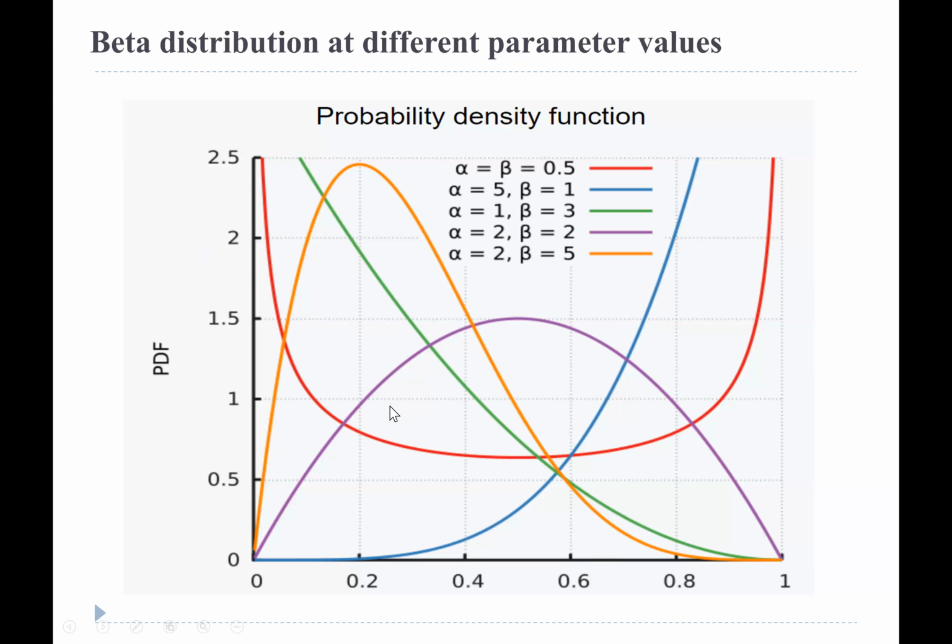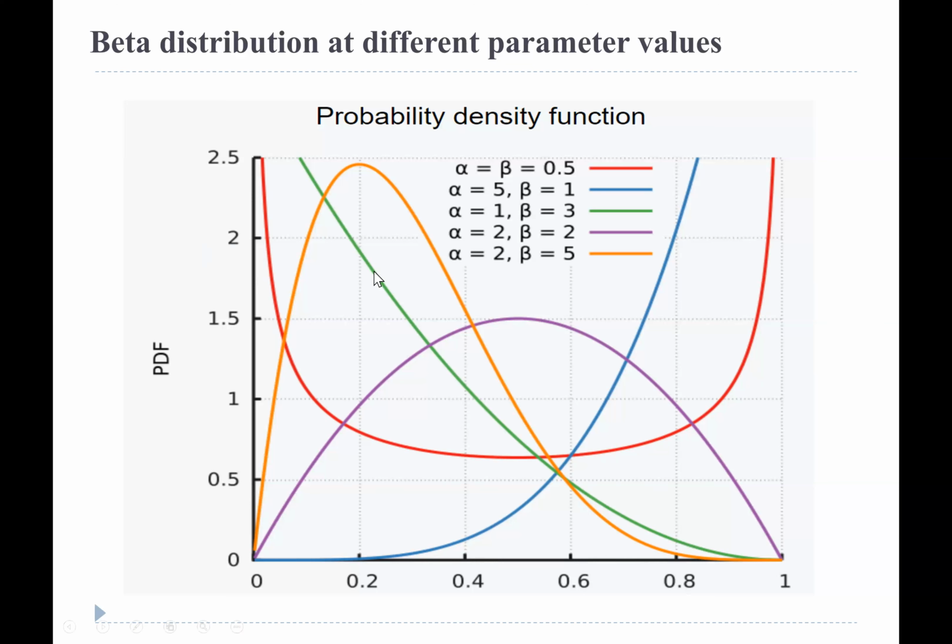If you use this red one, it means you give low likelihood for these values in the middle and high probability for the small one, high probability for the big one. Looks like I believe that the value of the population proportion is very small or very big. I don't think it is something in between.